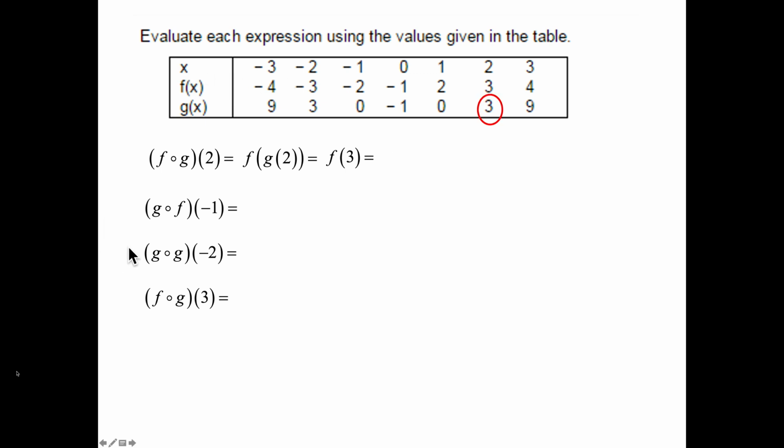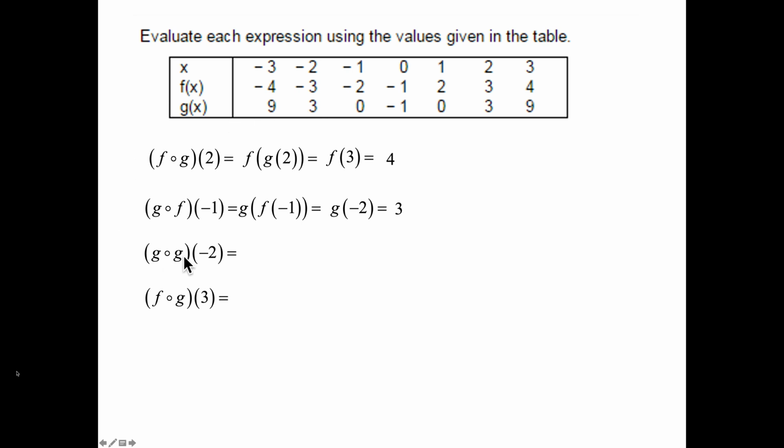All right, g of f of negative 1. So negative 1, start there. Negative 1 to the f function is negative 2, so that's g of negative 2. Then we go to negative 2, and we go down to the g function, and that gives me a 3.